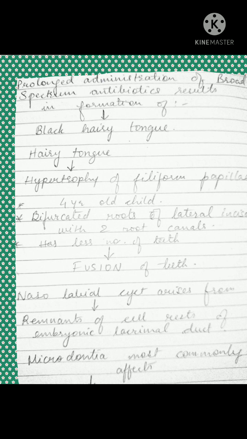Okay, yeah. So the next question is hairy tongue. What do you see in hairy tongue? There is generally hypertrophy of filiform papillae. Okay, filiform papillae get hypertrophied. It is called hairy tongue. All right.